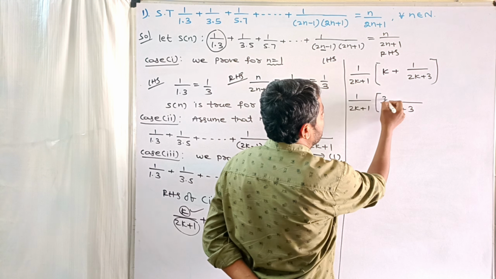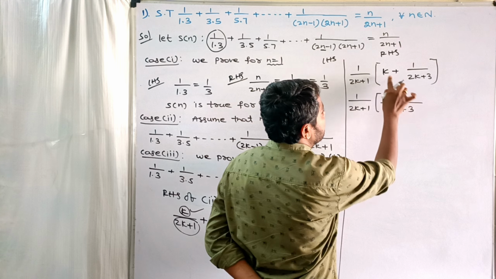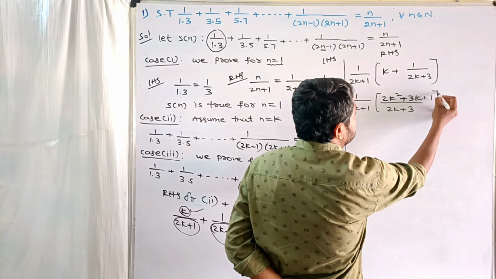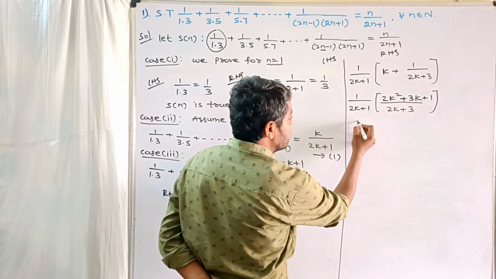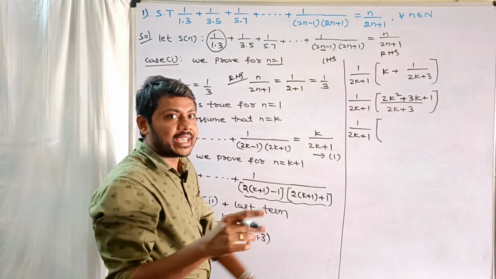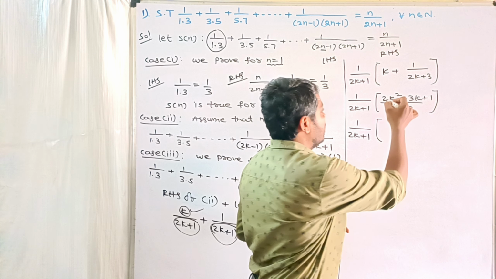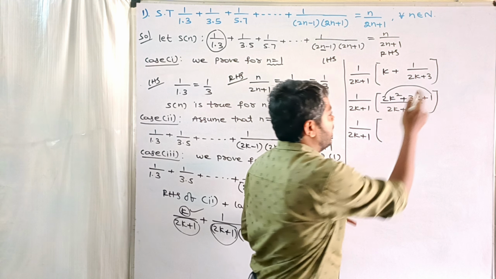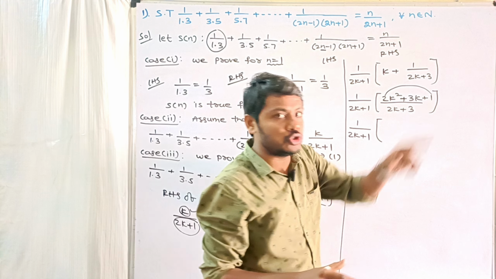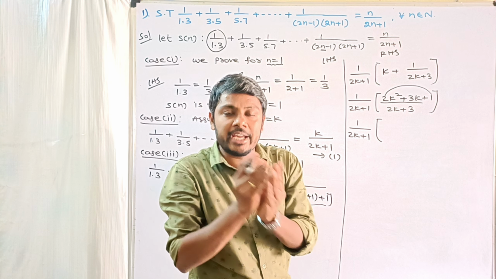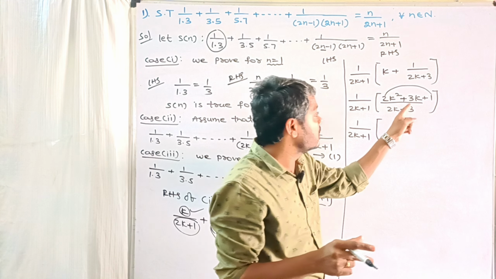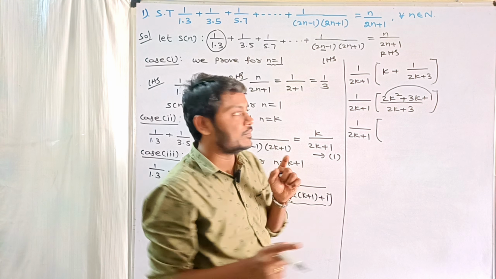k into 2k square plus k into 3, 3k plus 1, which is 1 by (2k plus 1) into. So we can factorize. For that we can multiply the first coefficient and the last term, 2 into 1, 2. So here, if you multiply any two numbers, the product is 2, and if you add the same numbers, that is the middle term coefficient.